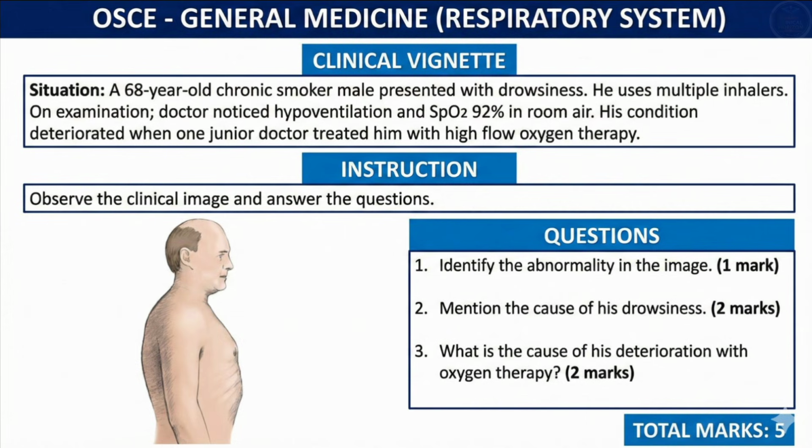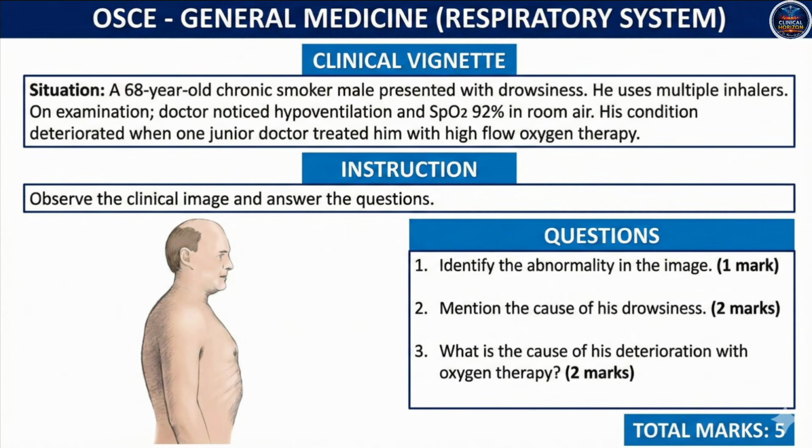Look at this vignette. It's a classic setup. Our patient is a 68-year-old chronic smoker. This immediately points to COPD. Symptoms: drowsiness and hypoventilation. This is a major red flag for respiratory failure. The critical event: his condition deteriorated when treated with high flow oxygen. This is the key to the entire scenario.